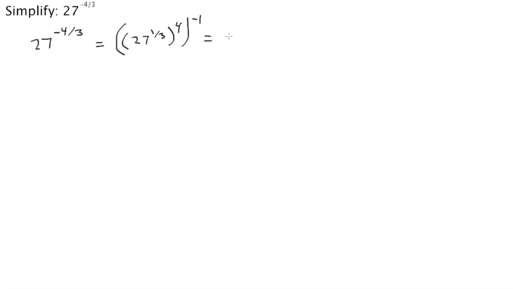So 27 to the 1/3 power, that's the same as the cube root of 27. Again, the number in the denominator, we're going to take that corresponding root. So we need to figure out what the cube root of 27 is. Well, if we think through it, I hope we can realize that 3 times 3 is 9 times 3 is 27. So the cube root of 27 is just going to be 3.